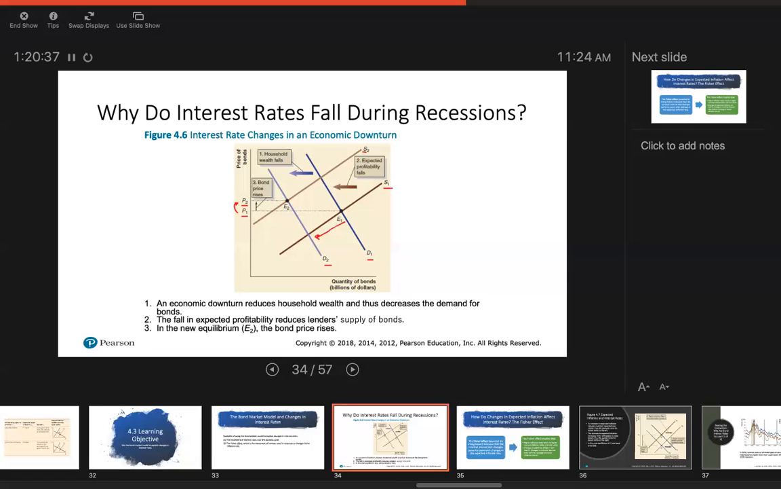Price and interest rates move in opposite directions. As the bond price goes up, the bond yields have to fall. And that explains why during recessions we see a decrease in interest rates, because you have a double whammy.